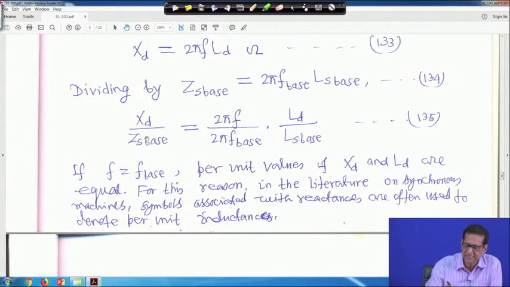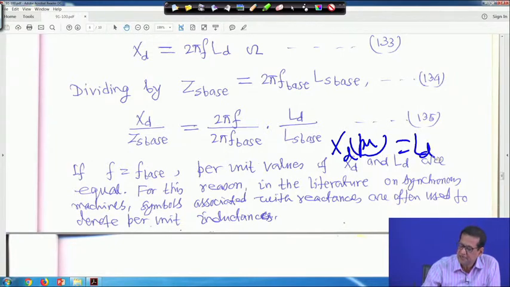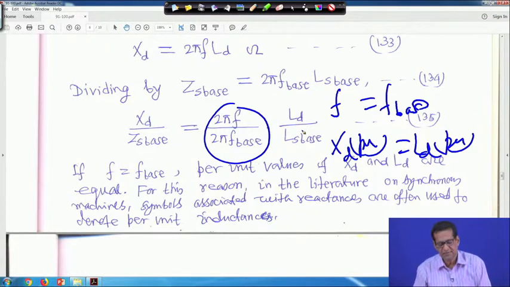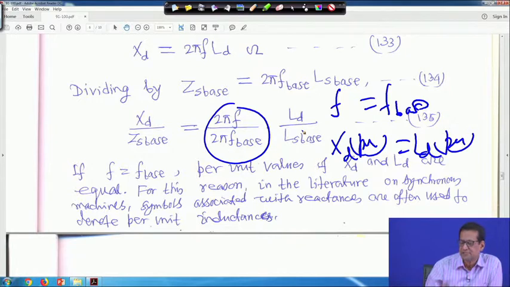So that's why this XD per unit is equal to LD per unit, and here F is equal to F base. You put F is equal to F base, so this term will be unity. So it will be XD per unit is equal to LD per unit. So if inductance in per unit is given and you require reactance per unit for the numericals, then inductance per unit means it is per unit reactance.